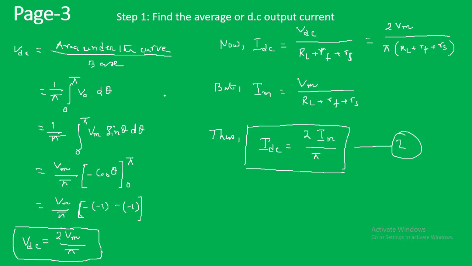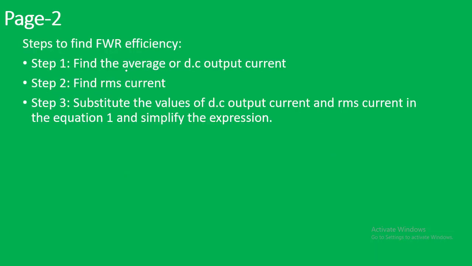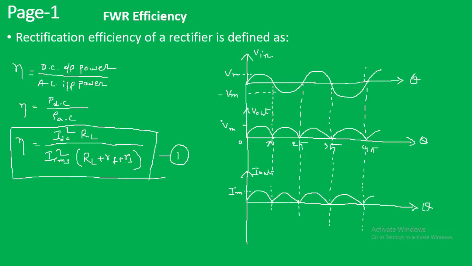To find the output DC current, we first start with the voltage; we can start with current also. Here V_DC is equal to the area under the curve divided by the base. If we find the area under this particular half cycle, that will be sufficient because it is symmetric. Or we can do it the other way: integrate 0 to pi and pi to 2 pi and divide by 2 pi, or integrate only 0 to pi and divide by pi. Both approaches give the same result.